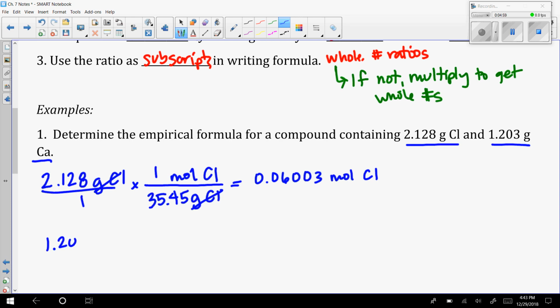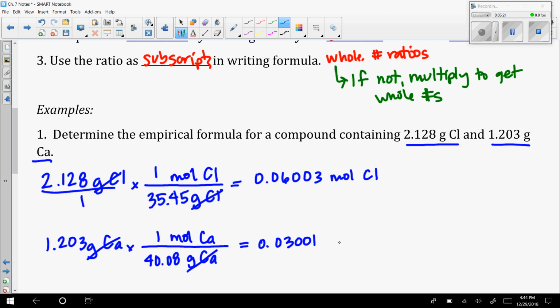So 1.203 grams of calcium. I want grams of calcium to divide out, and I'm going to convert to moles. It's 1 mole on the periodic table. Calcium's atomic mass is 40.08. So my grams of calcium divide out, and when I do the math in my calculator, I get 0.03001 moles of calcium. Make sure you can type this in and you get this answer. You should be dividing here.